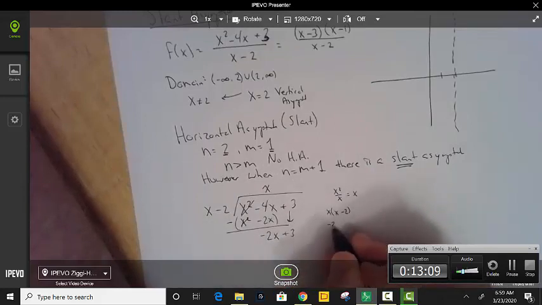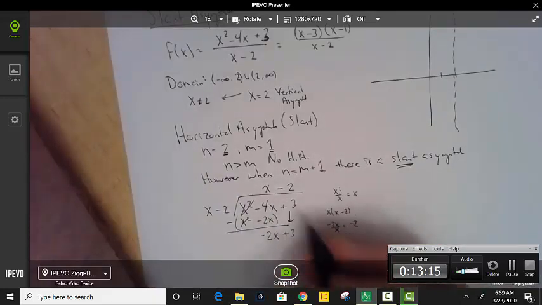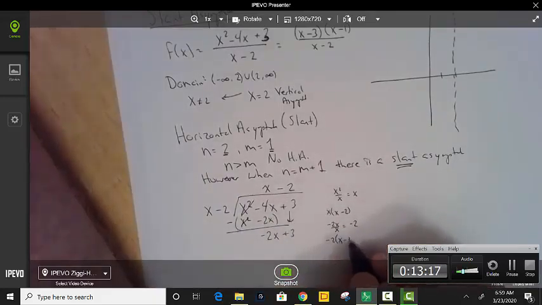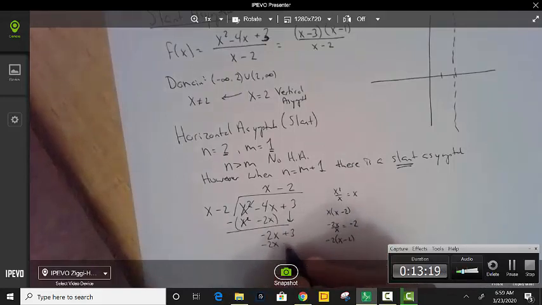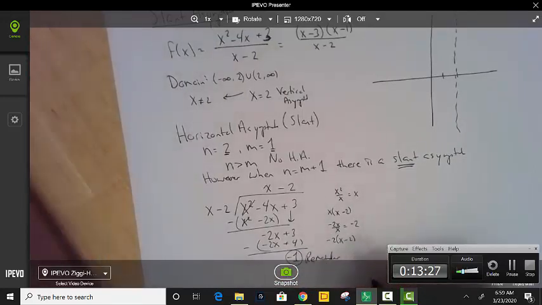And then we're going to divide negative 2x by x to get negative 2. That's the next thing that goes on top. And then we're going to do negative 2 times x minus 2, which makes negative 2x plus 4. And then we're going to subtract to get negative 1, which is the remainder of the division problem.